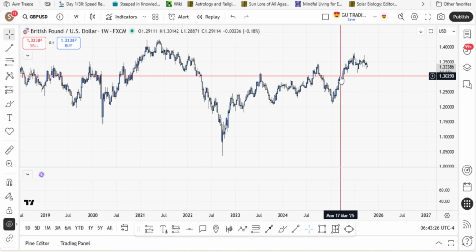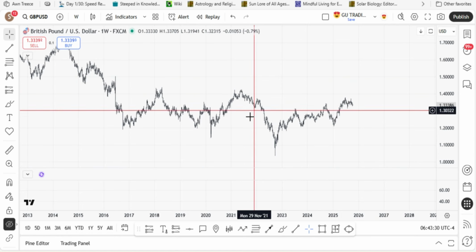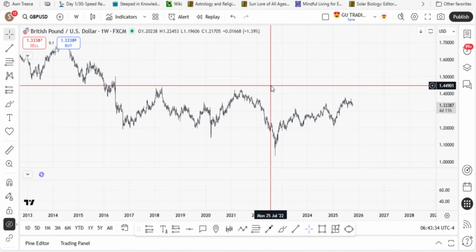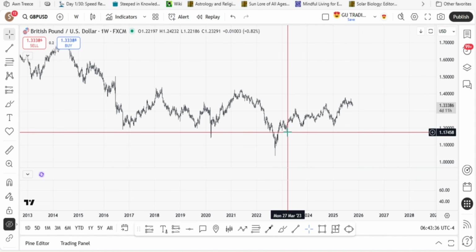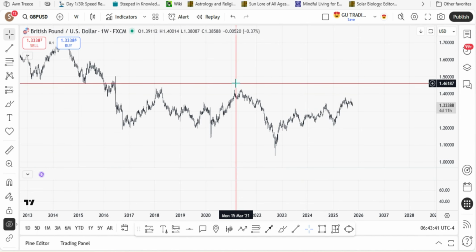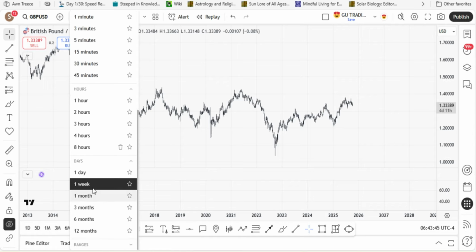Yeah, not much going on the weekly either. It's kind of staying within this range right here. All right, so daily.